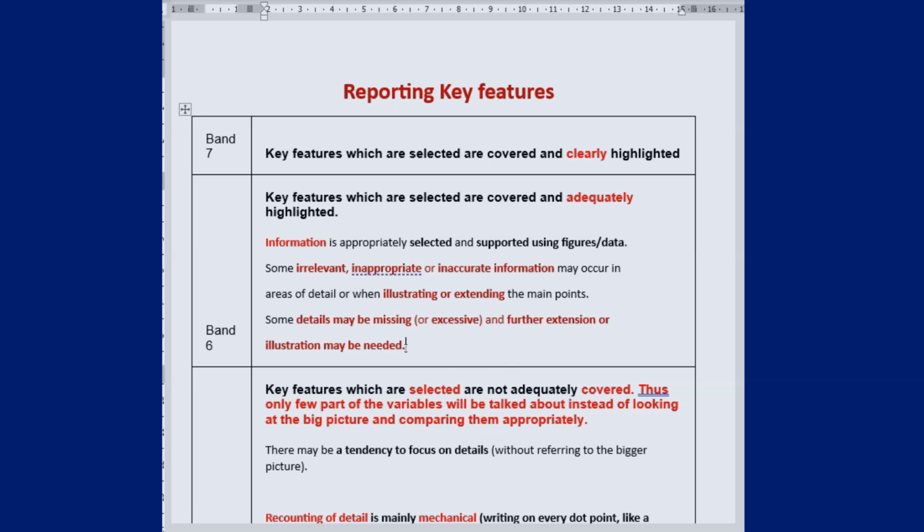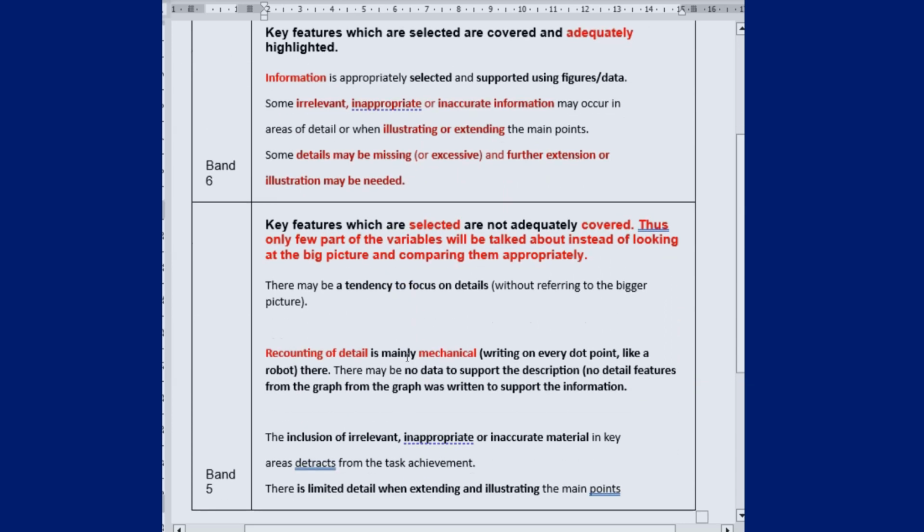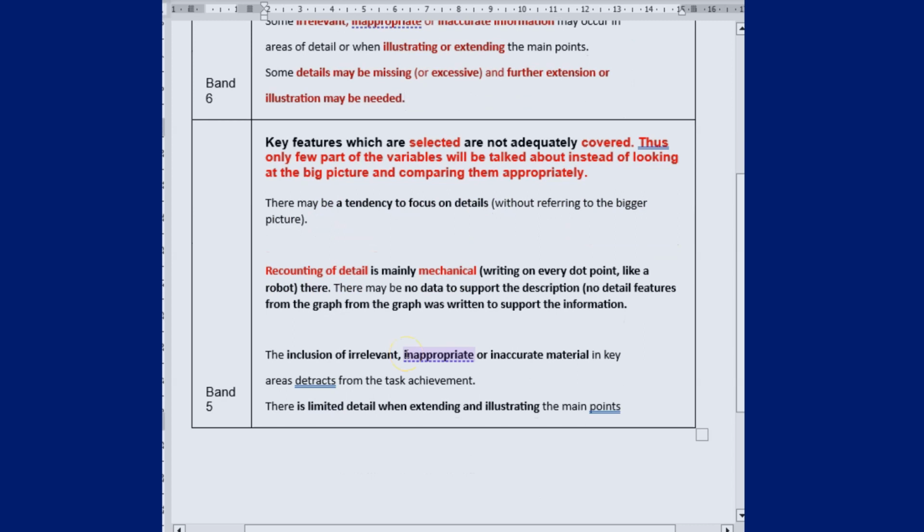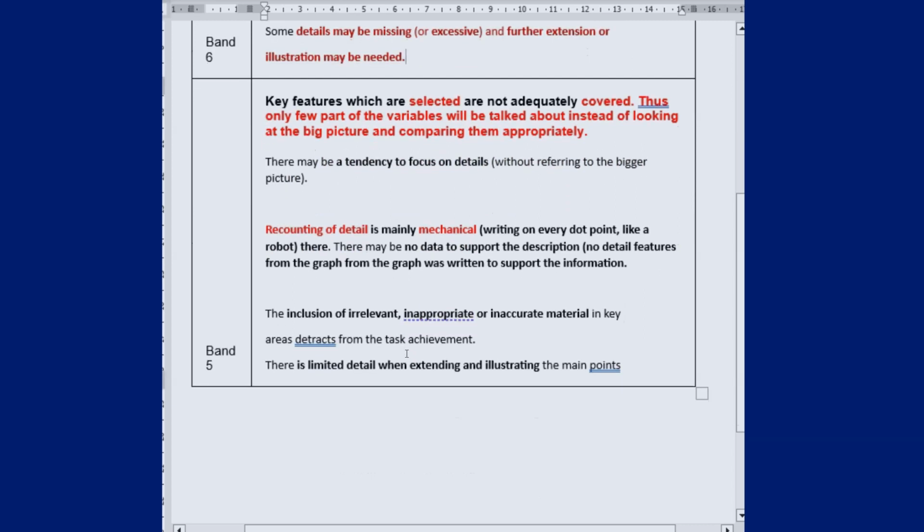And if you have some of the details missing, you will also get a band 6. We have been looking at all these, and it's very important for you to check, because that is what you will be using when you are writing your essays.